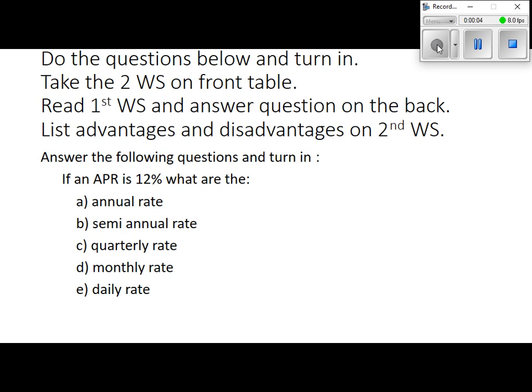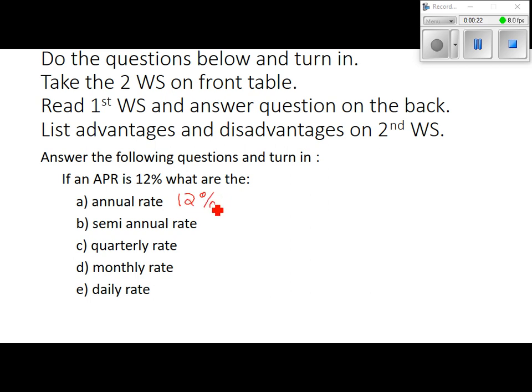First thing, I better have your work or your 5 questions up here. Letter A, annual rate. If the APR, what's APR stand for? Annual percentage rate. So what's the annual rate? 12%. Nothing hard about that.